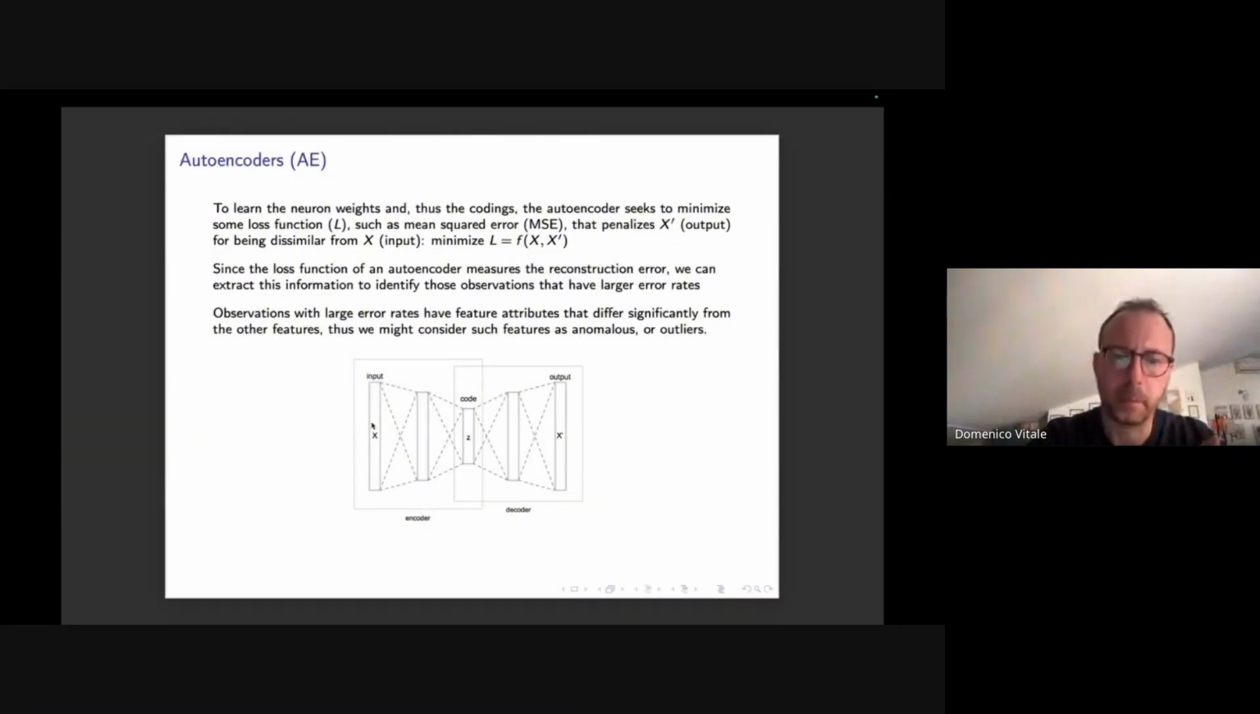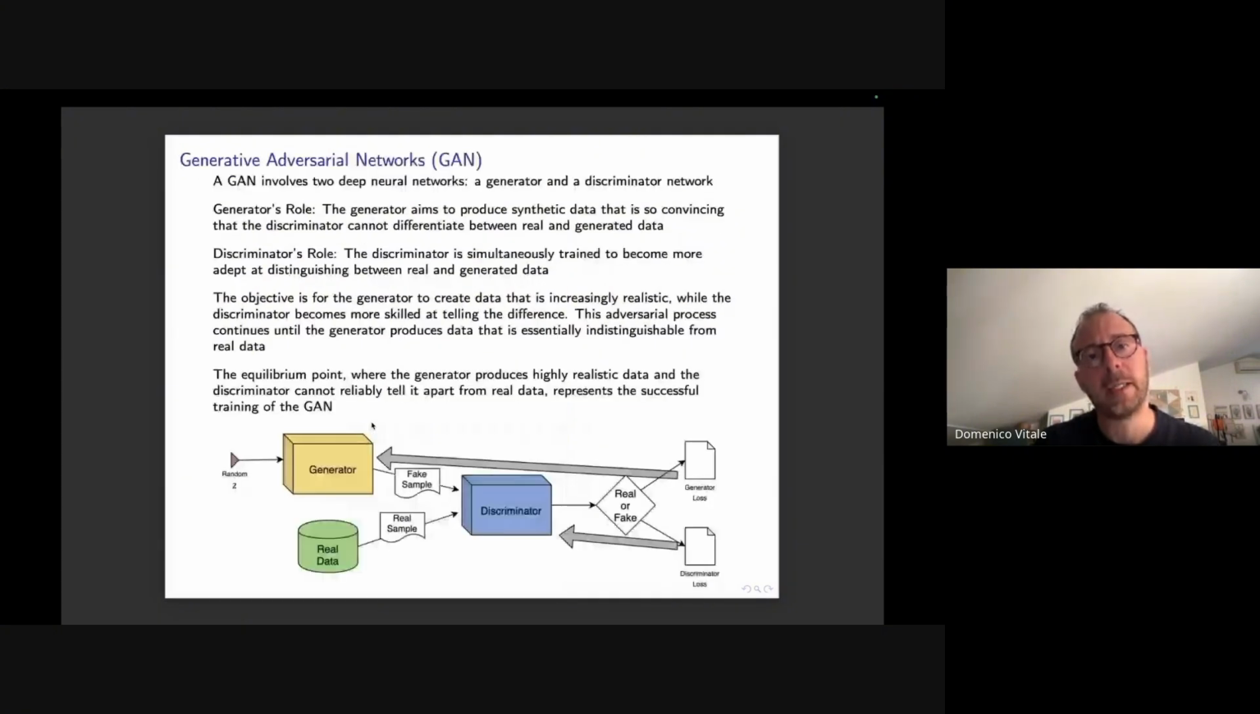So the process produces the codings. From the codings, we have the output, a new reconstruction of the input data, and then a comparison of the input data with the data reconstructed from the codings. This comparison, which of course requires iteration, lets us, after a number of iterations, isolate those data that do not conform, that are dissimilar to each other. Instances that have a large difference between the X input data and the X prime output data can be identified and flagged as anomalous.